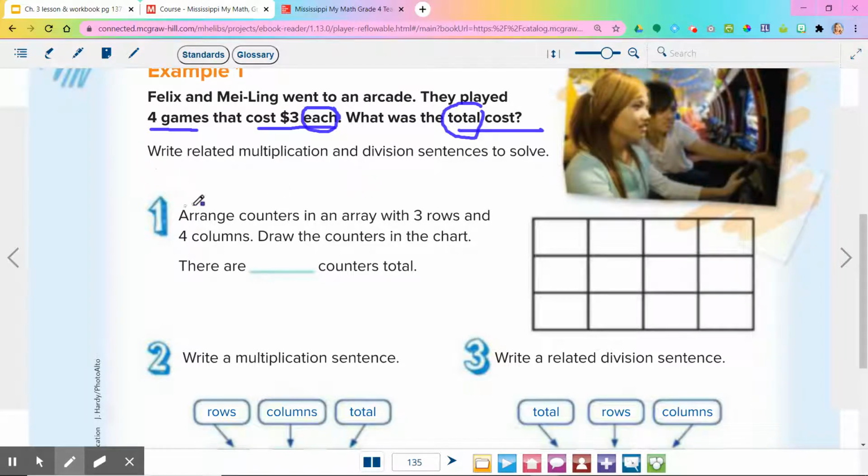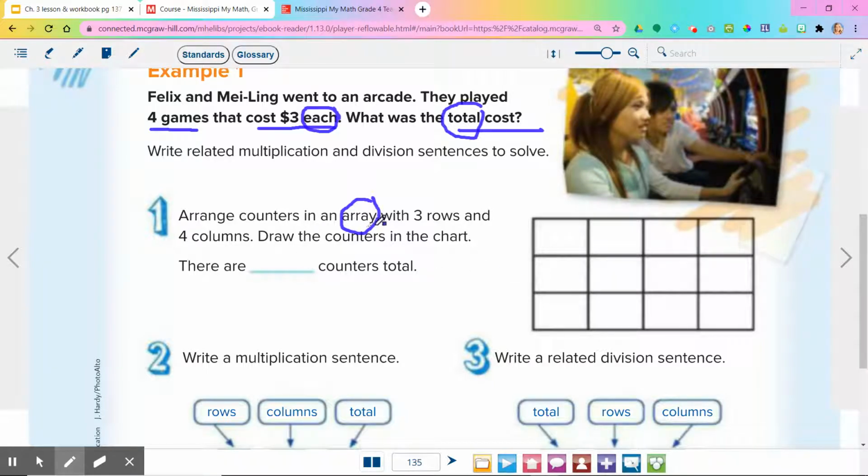So they wanted to show you how to solve this with a model. We're going to arrange counters in an array. An array is just made up of columns and rows. It's usually a picture, usually squares or circles, where we have columns and rows. And I know you've seen this a good bit, especially last year and probably in 2nd grade as well.